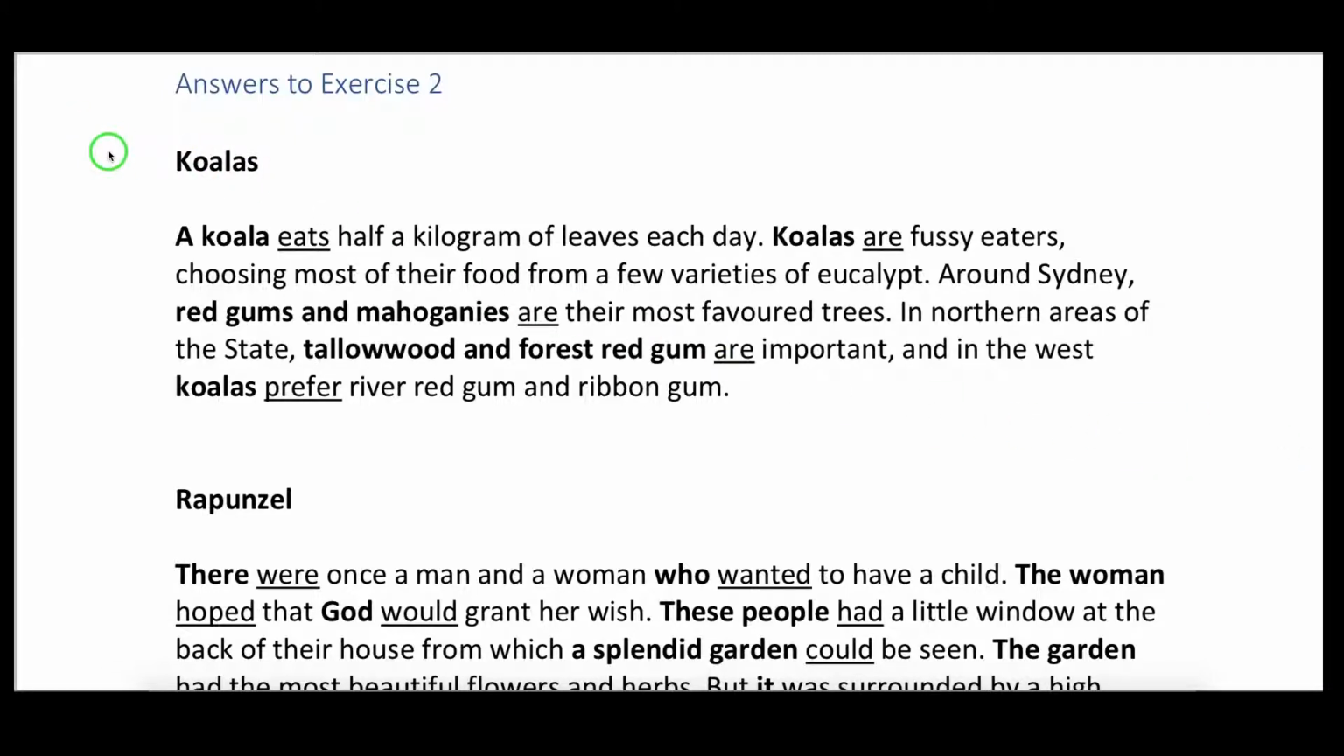Starting with the koala's text. In this clause, a koala eats 0.5 kilogram of leaves. The subject is a koala. The finite, or the finite element of the verb group is eats. In this case, the whole verb eats is both the finite and the predicator. In the next sentence, koalas are fussy eaters. Koalas is obviously the subject. The finite element, or the finite verb, is are.